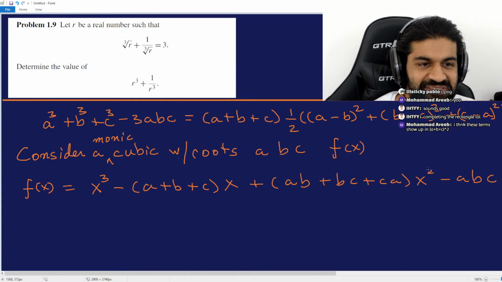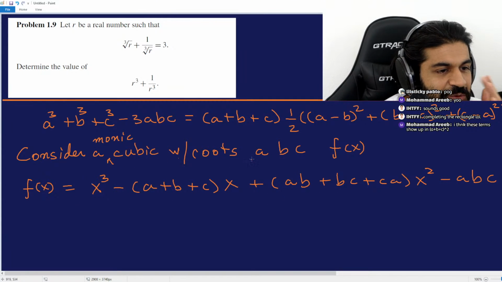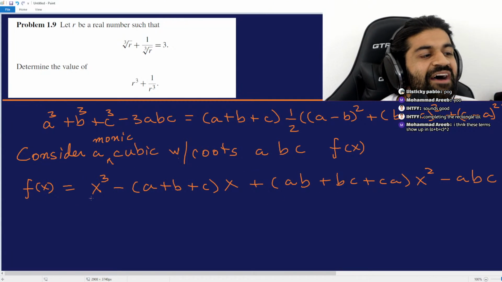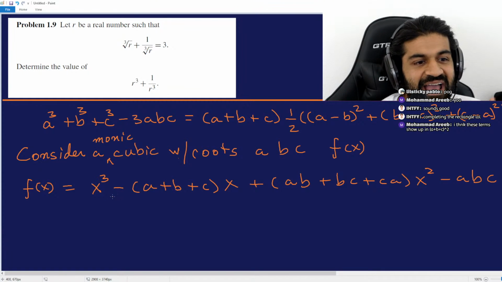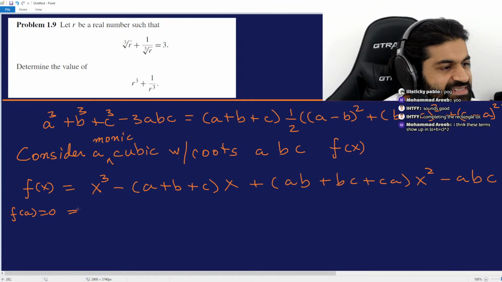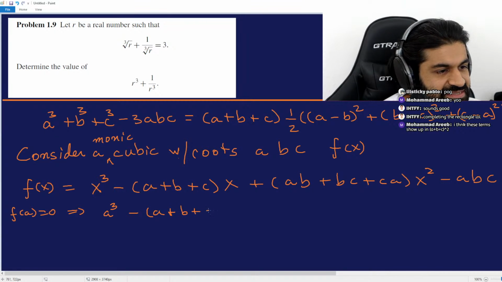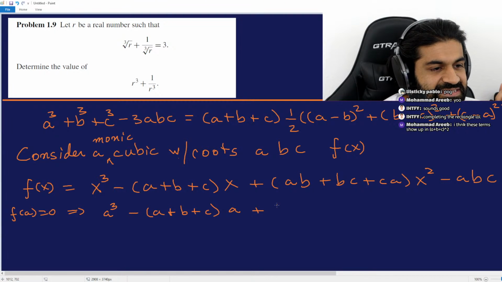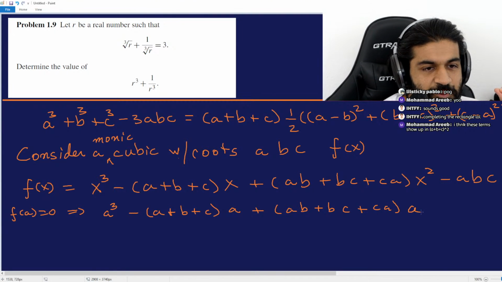Let me know if there are any questions at all about anything that I've done so far. So this cubic polynomial has roots a, b, c. So f of a is 0, and f of b is 0, and f of c is 0. So you get the following three identities. So f of a being 0 basically tells you that a cubed minus (a plus b plus c) times a squared plus (ab plus bc plus ca) times a minus abc is 0.